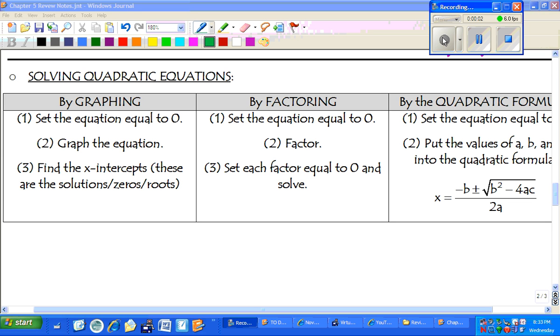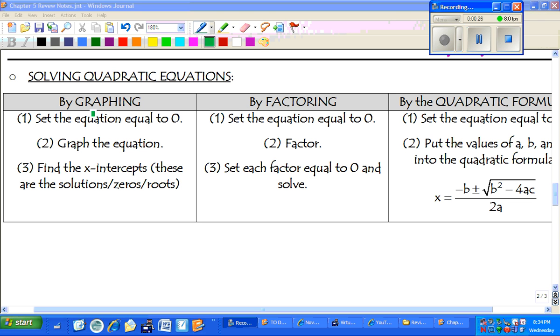Another big part of this chapter was solving quadratic equations. We went through a few different methods. We did it by graphing, factoring, quadratic formula, and also, most recently, by completing the square. That's not going to be on the test for solving, but we're going to have to complete the square to get it in vertex form.